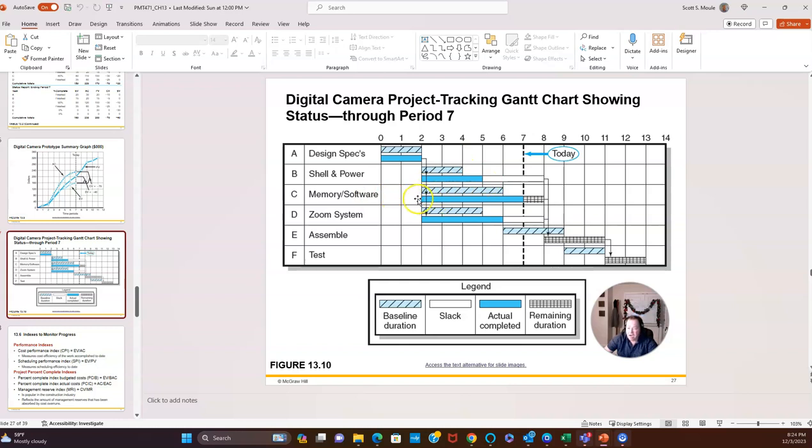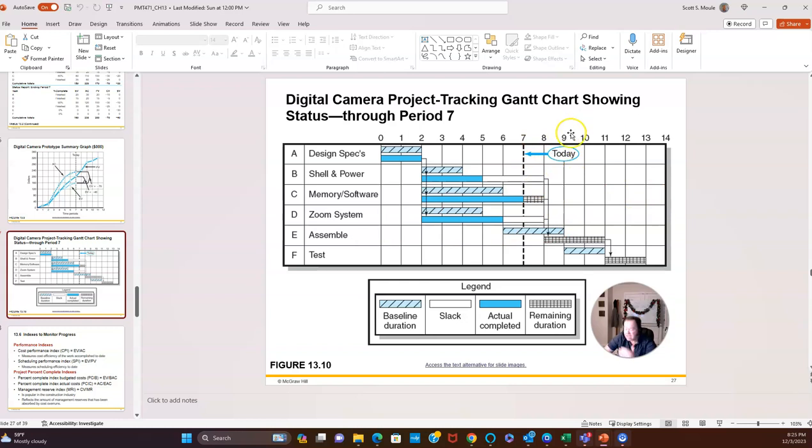Your memory, you thought it was going to take 4 months. It's taking you 5 months so far, and you still have a month of work remaining. So this will help you gauge a project all the way throughout. So looking at this project, I can see that I won't be done until month 13, not 11 like I anticipated. Many of the projects are running longer and at higher budget, and I'm behind.